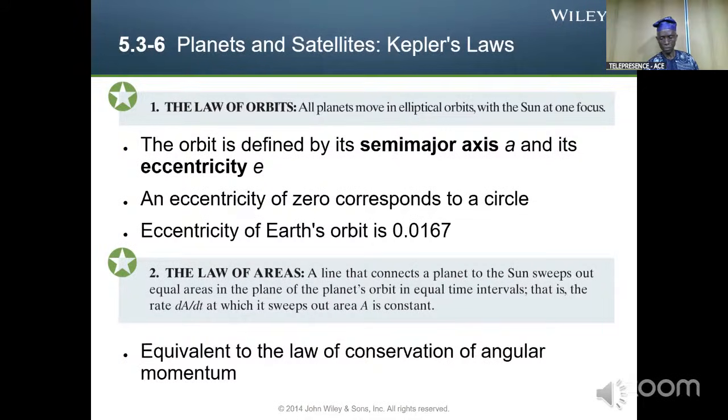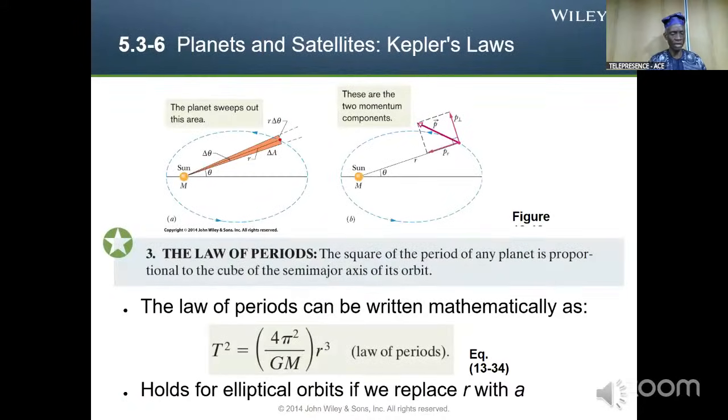The second law is sometimes called the law of areas, and it's essentially the law of conservation of angular momentum. It says that the line that connects the planet to the sun sweeps equal areas as it moves around. So the area swept per unit time, dA/dt, is constant. You can see from the diagram here, the planet sweeps out this area, and the area it sweeps out is the same as it moves around.